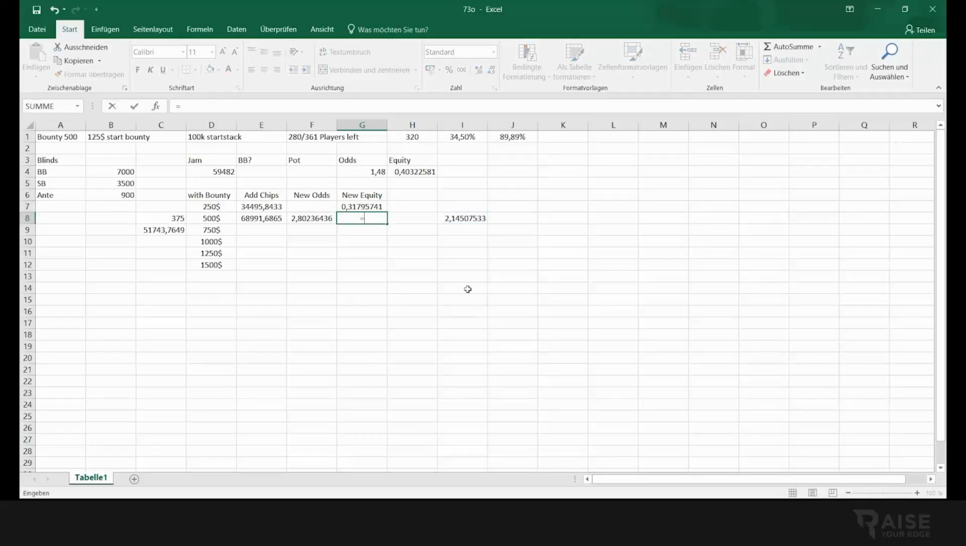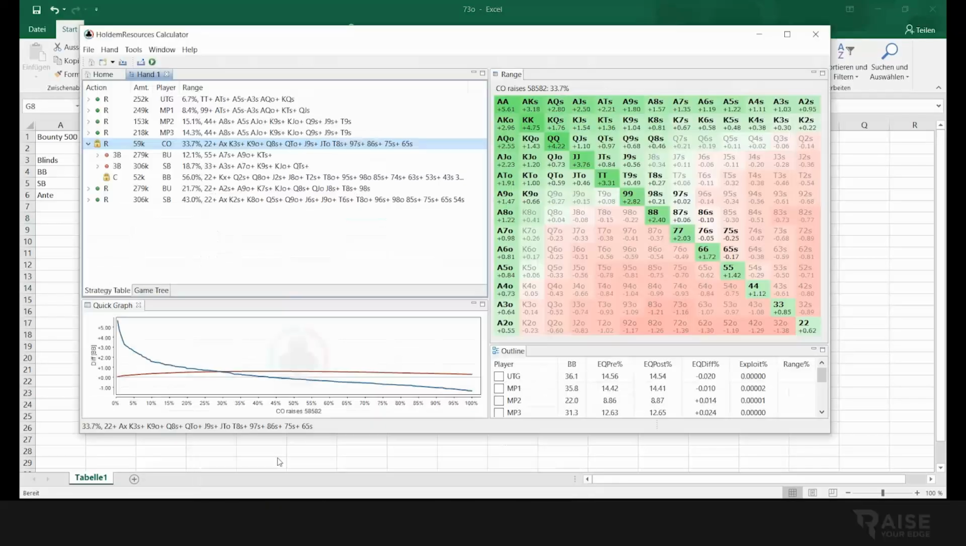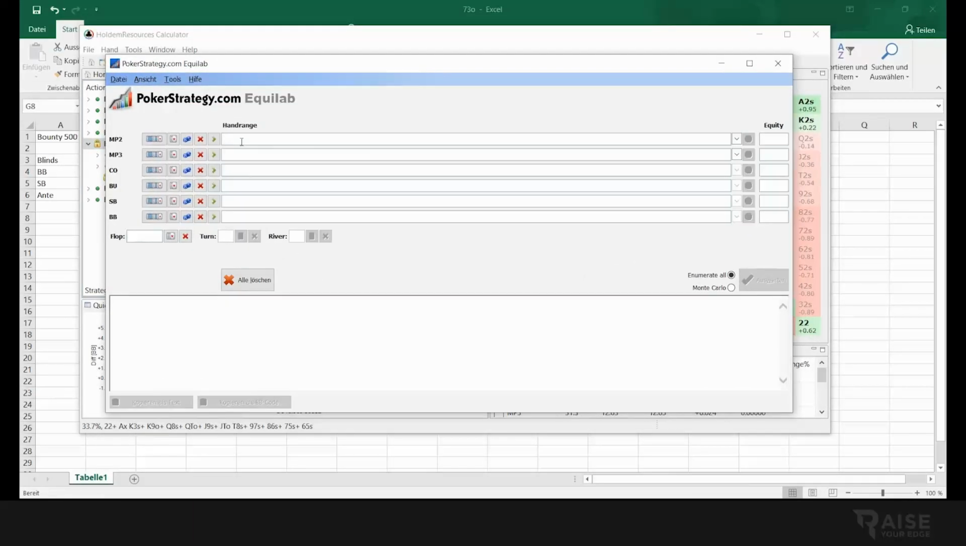Unfortunately I have to type it in again for this one. So in this case, when he had $500 bounty total, then we need 26.2% equity. And now we can calculate out of the range which you did estimate. Let me open the hierarchy again. This was the range which you did estimate, right? Exactly. I copied the range, and we now can use Equilab or any other equity program to calculate the resulting calling range.